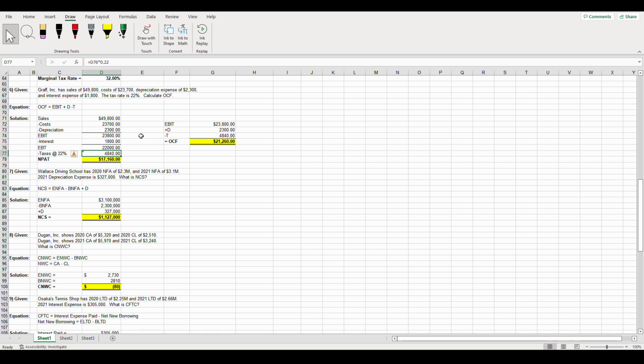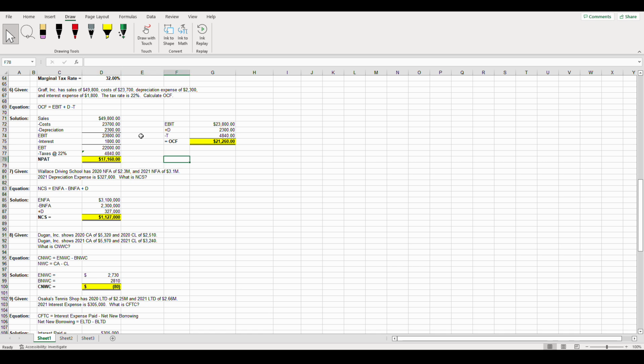I simply take 0.22 times D76, cell D76, to get my $4,840, and then my net income, or NPAT, is equal to D76 minus D77. Again, starting all of these equations off with an equal sign, equal D76 minus D77, and enter, and you get 17,160 for your NPAT, or net income.